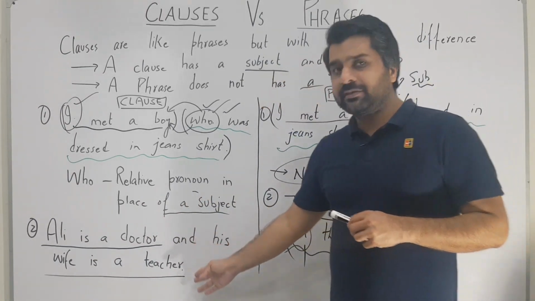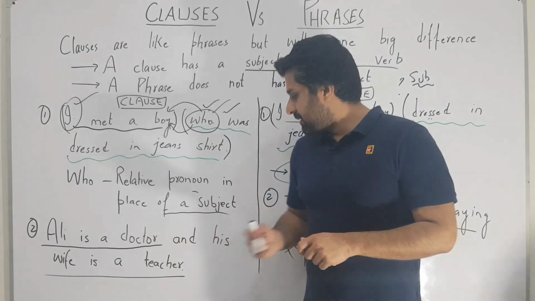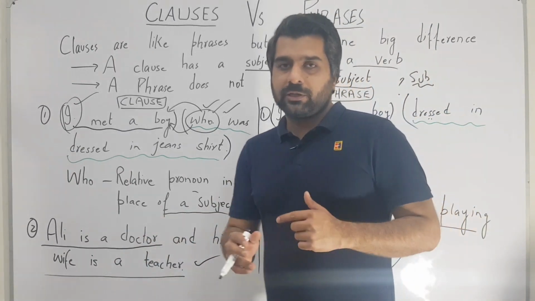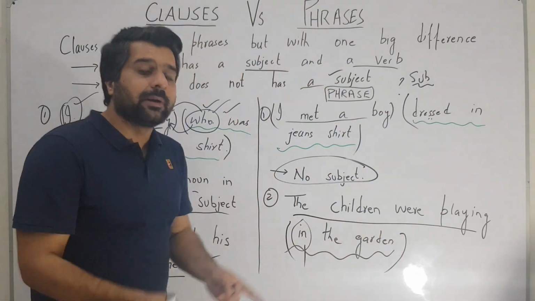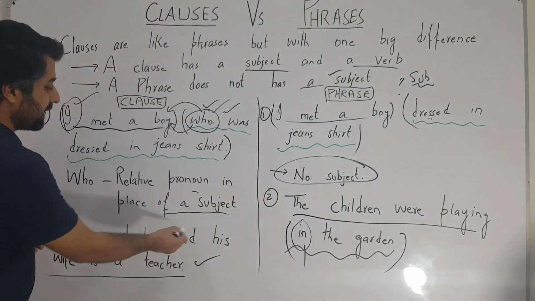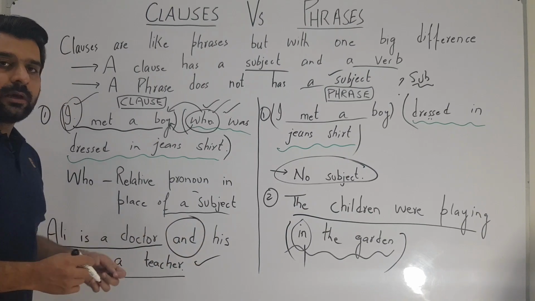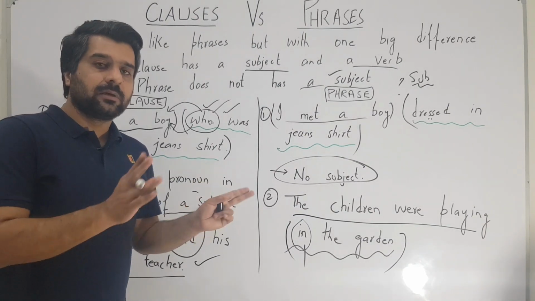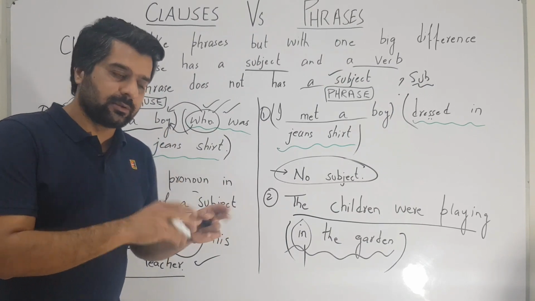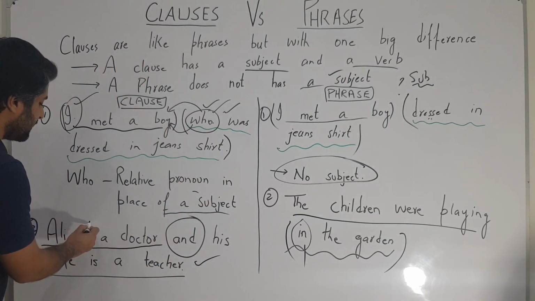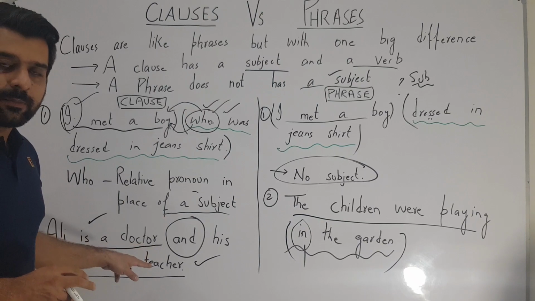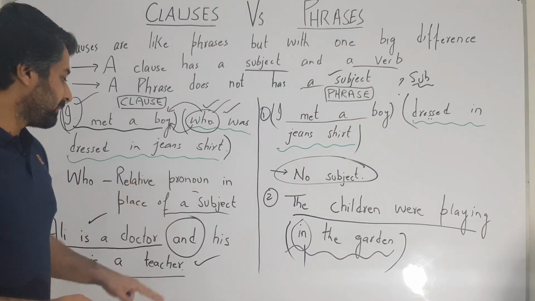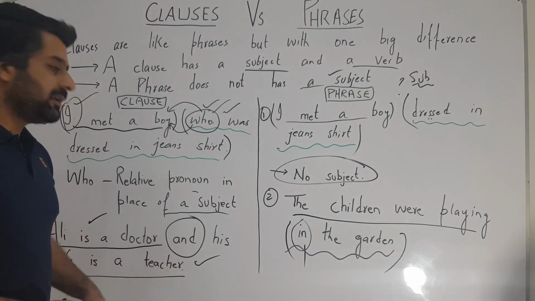Now let's consider another sentence. This is a compound sentence and I am going to join two independent clauses in this sentence with the help of a coordinating conjunction, because a coordinating conjunction always joins two independent clauses. So the first clause is Ali is a doctor. This is an independent clause. It makes sense. It is complete in meaning. And his wife is a teacher.